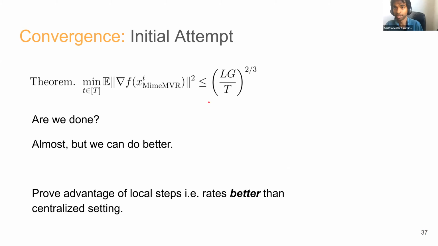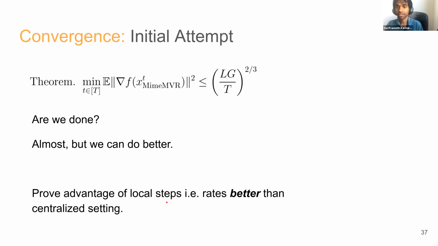And so are we done? We seem to have a nice rate, and we seem to have at least recovered the rate of MVR. But we can actually do better, or we would hope to do better. So far we have only matched the rates of the centralized algorithm, of the server only method. So what we would ideally like to prove is that MIME not only managed to preserve the rates of the centralized methods, but it can also take advantage of the local steps, so that it gets a rate which is better than the centralized setting. So how do we go about that?